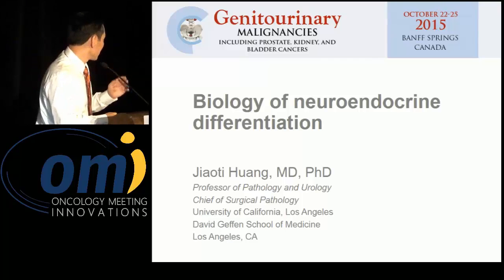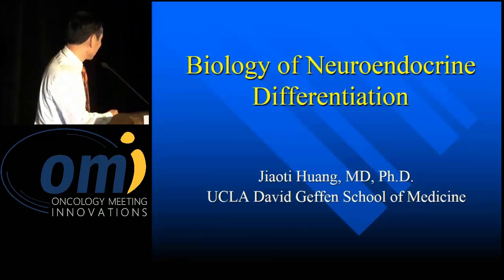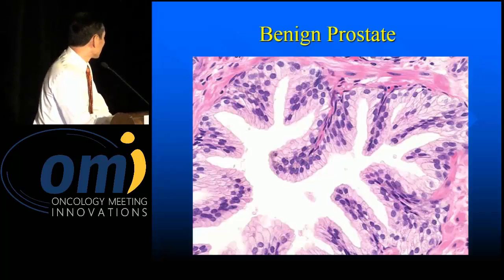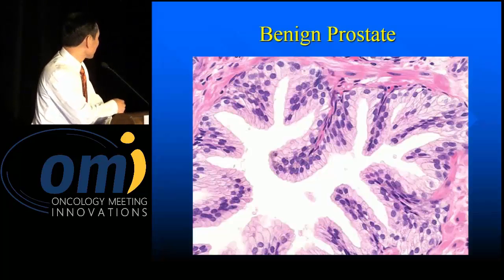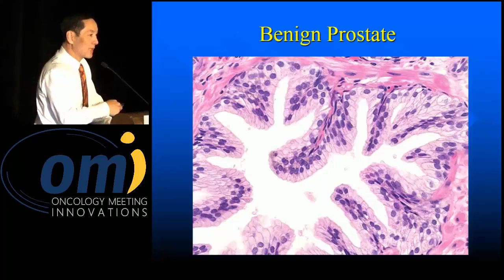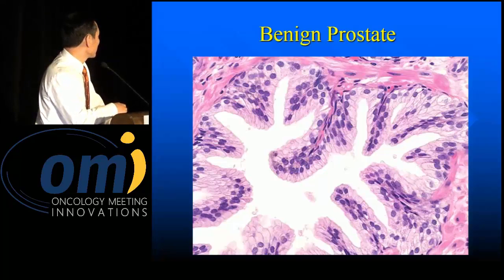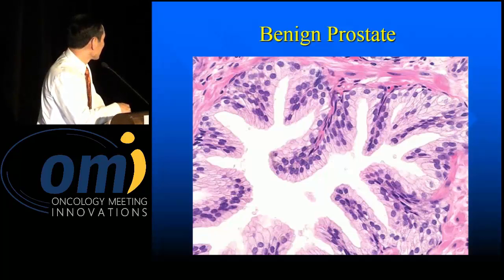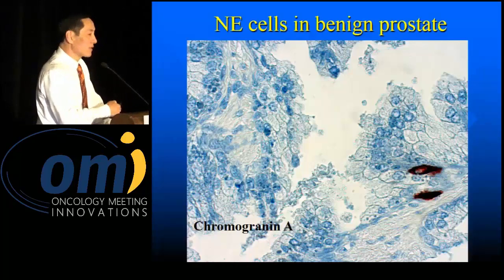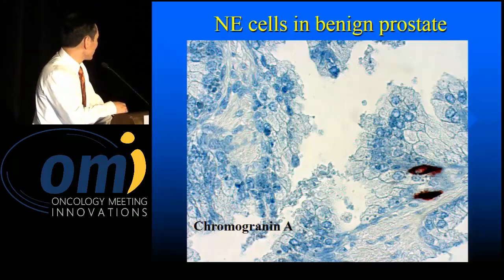So I'm going to talk about biology of neuroendocrine differentiation. In benign human prostate, we can observe two kinds of epithelial cells under H&E sections. These are luminal cells and these are basal cells. And there is a third type of epithelial cells, which is a minor component, which we call neuroendocrine cells.